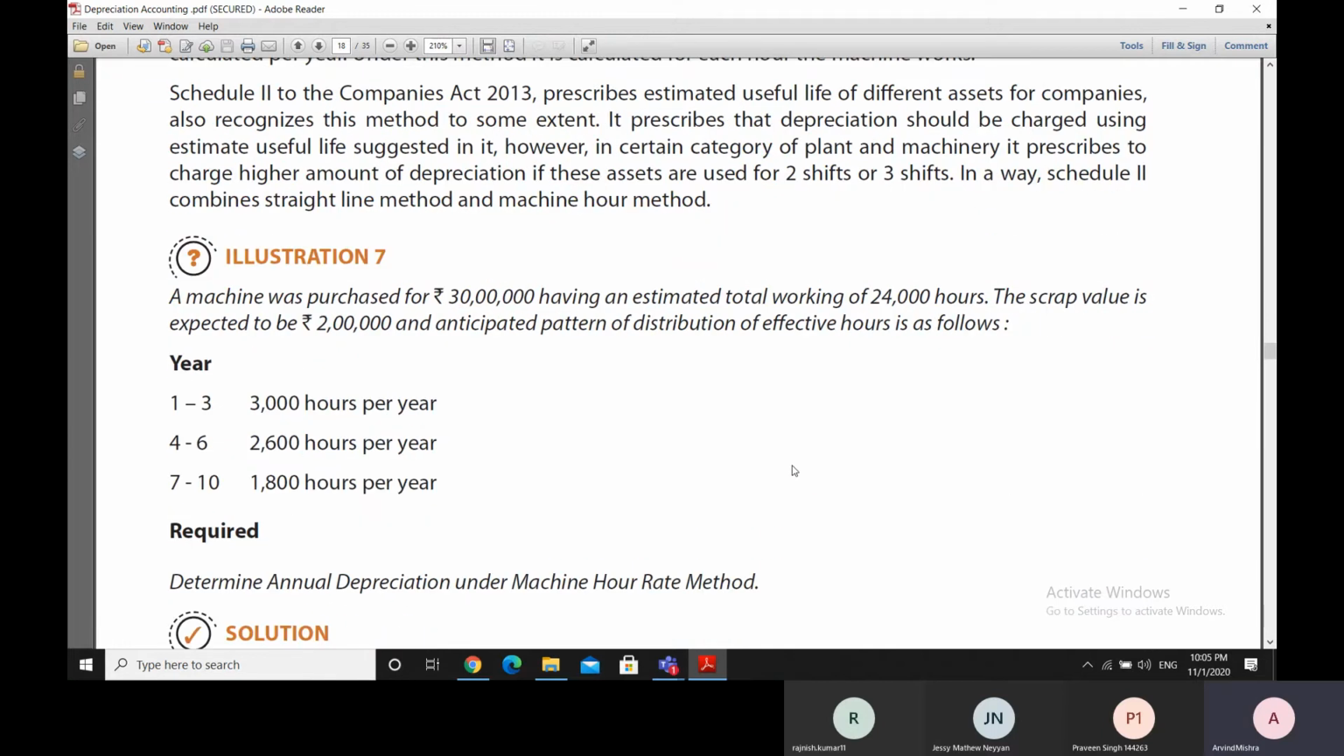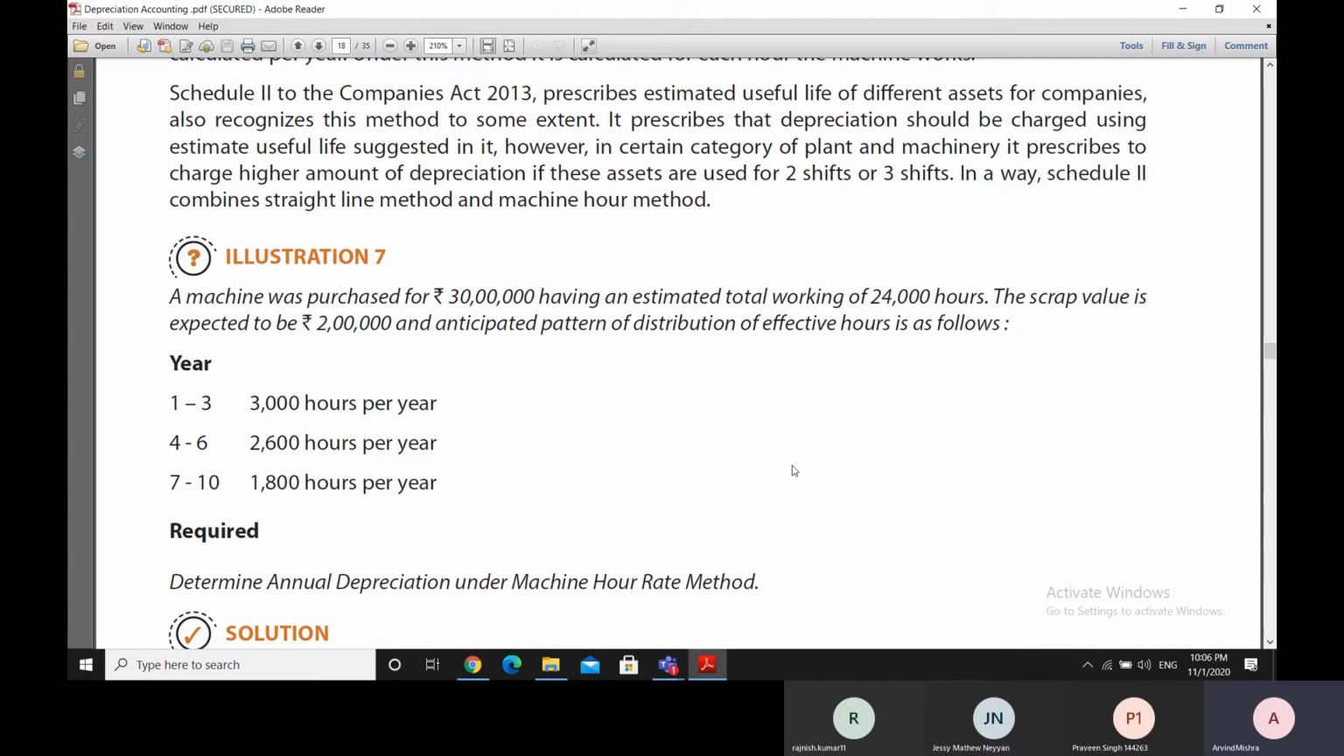Now let us take an illustration of this. There was a machine which was purchased for rupees 30 lakhs, and it was estimated that this machine would work for 24,000 hours.